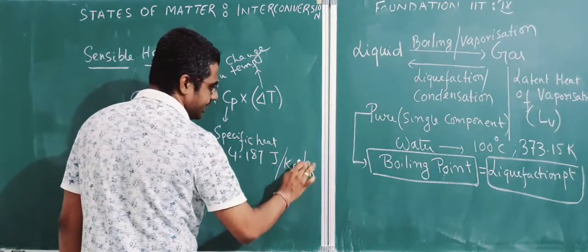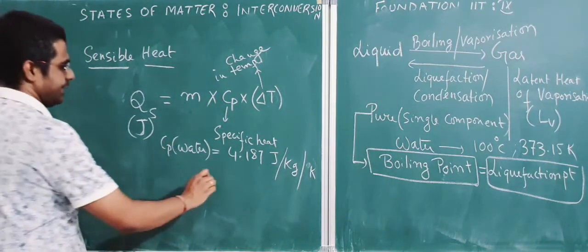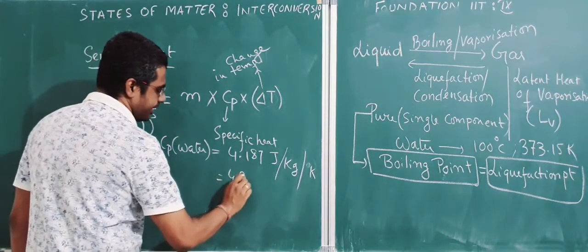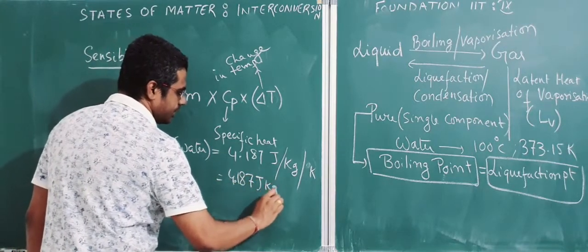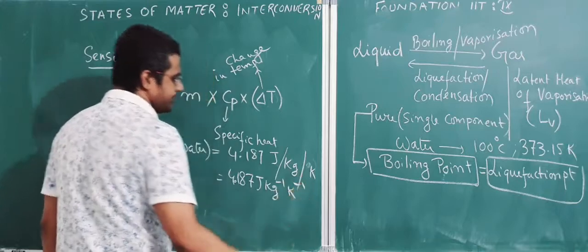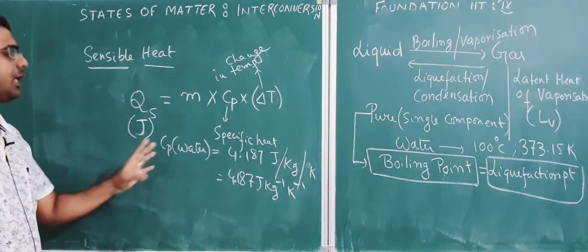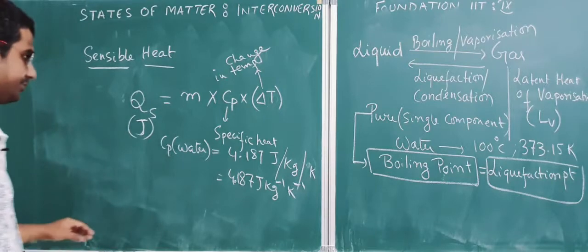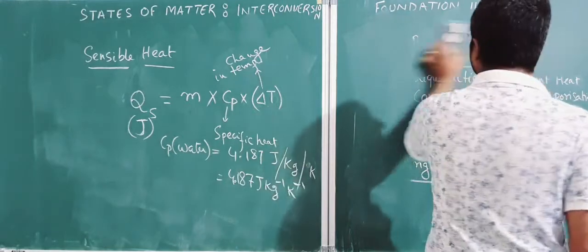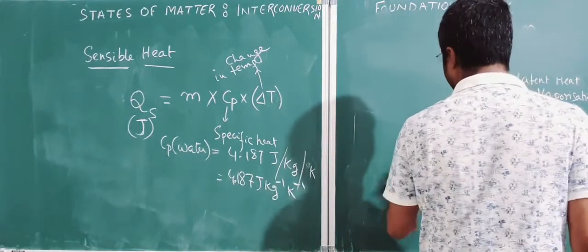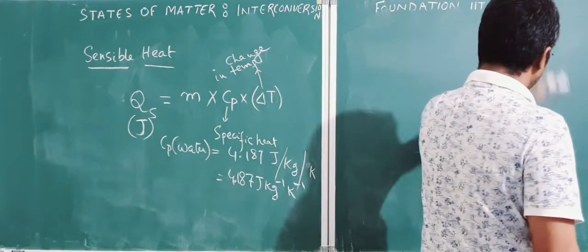ठीक है, Kelvin के लिए degree नहीं चाहिए. ठीक है. So this is the unit. So nowadays we write it like this: 4.187 joule kg minus 1 Kelvin minus 1. ठीक है, in exponential terms. So this is how you calculate specific heat. Clear?